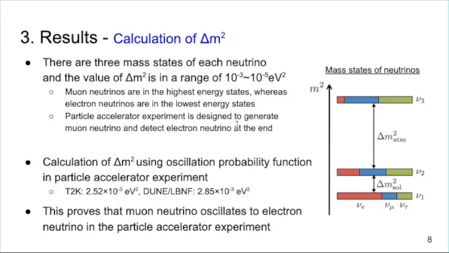From my calculations, in both experiments, the delta M squared has a value on the order of 10 to the power of negative 3 electron volts squared, which proves that the oscillation from the muon neutrinos to the electron neutrinos was detected as planned in the particle accelerator experiment.